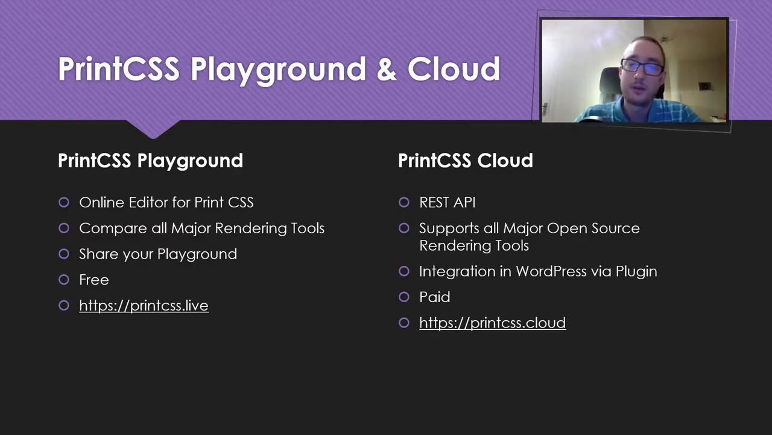The other website I want to show you today is PrintCSS Cloud. It's a REST API which I offer via Rapid API. It supports all the major open source rendering tools, which are Page.js, Vivliostyle, and VisiPrint. I also have a WordPress integration out of the box via a plugin. It's a paid REST API, which starts at $14 a month, and you find the website under printcss.cloud.